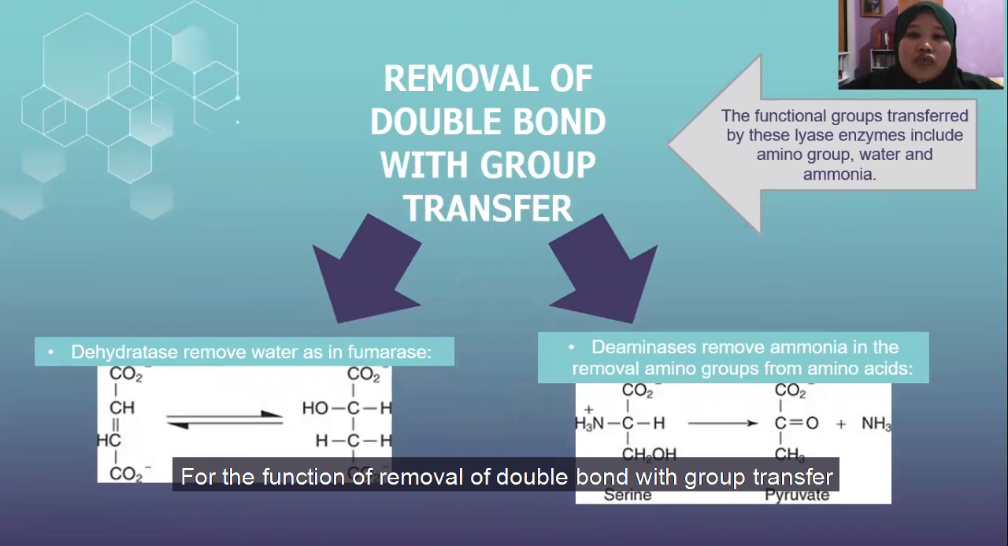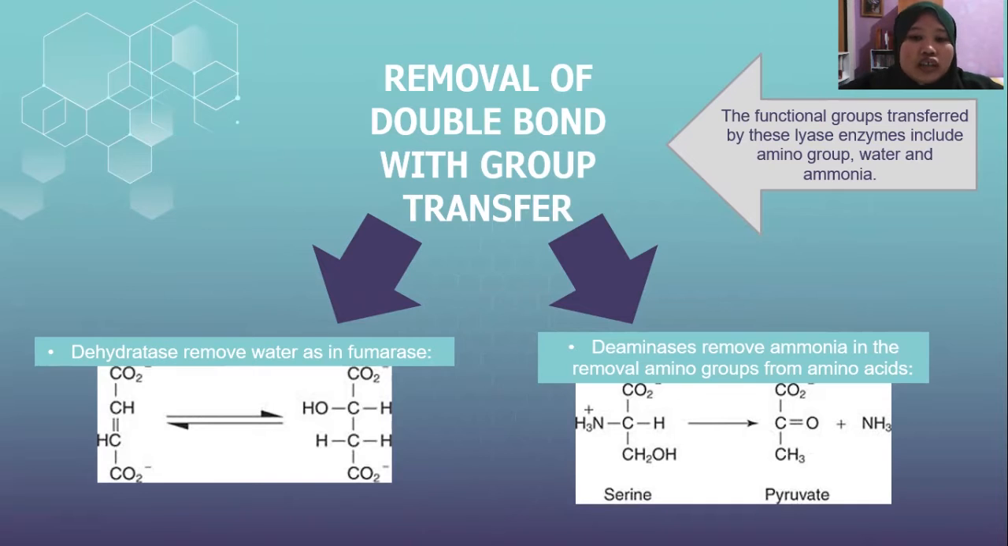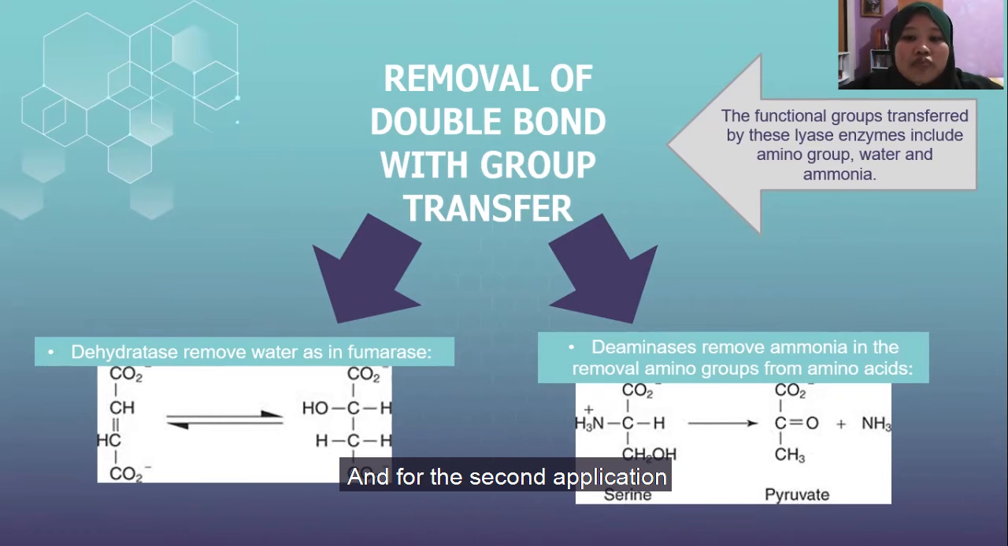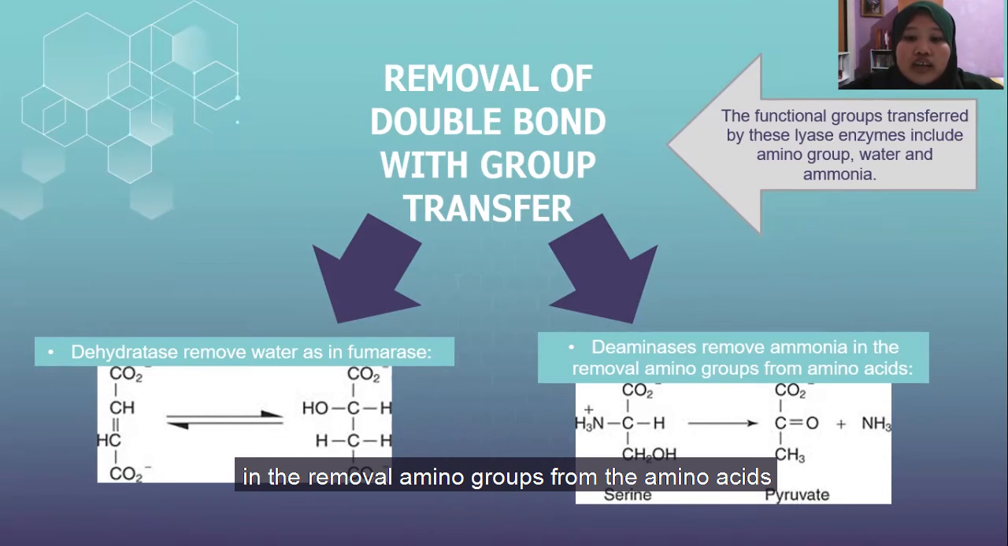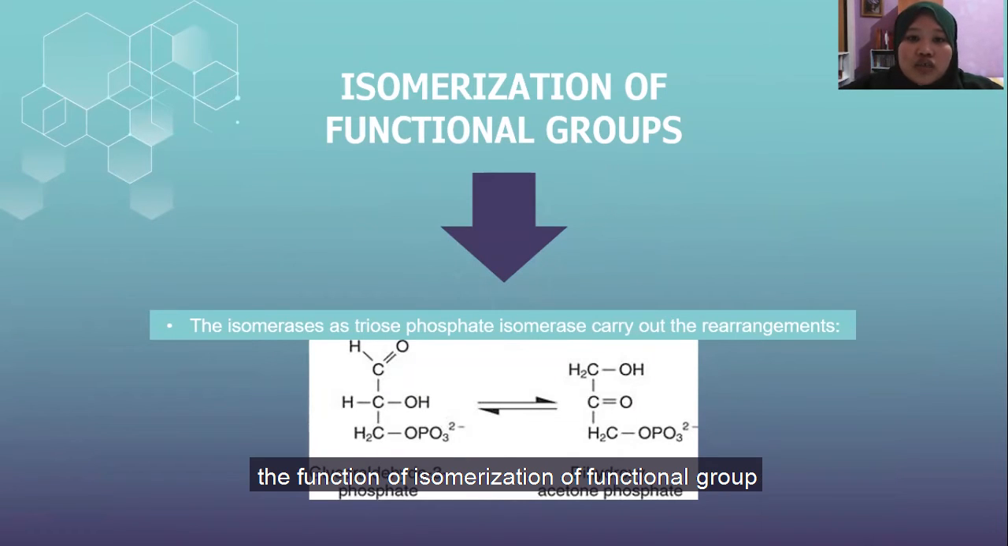For the function of removal of double bond with group transfer, the functional group transfer by lyase enzymes includes amino group, water, and ammonia. The first application is that dehydratase removes water as in fumarate. And for the second application, you can see the deaminase removes ammonia in the removal of amino groups from the amino acids. Next, the function of isomerization of functional group.